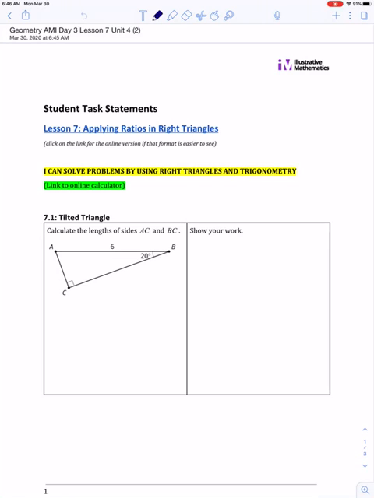Okay, now we're going to look at Unit 4, Lesson 7. Again, this was before spring break. And this is actually the exact same thing as Lesson 6. It's just practicing it more and more.